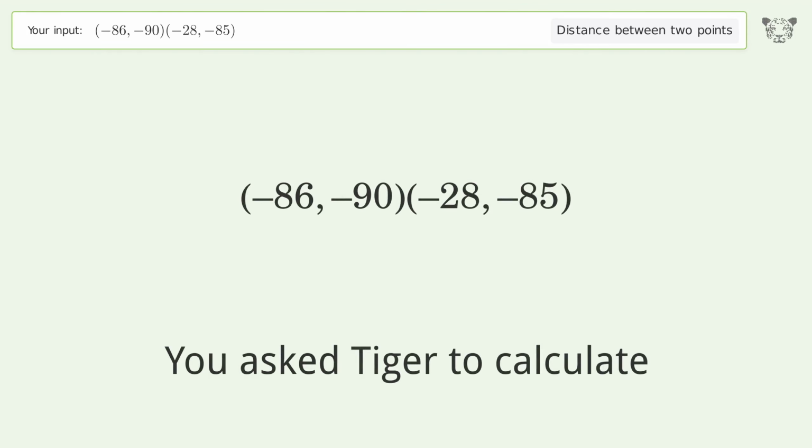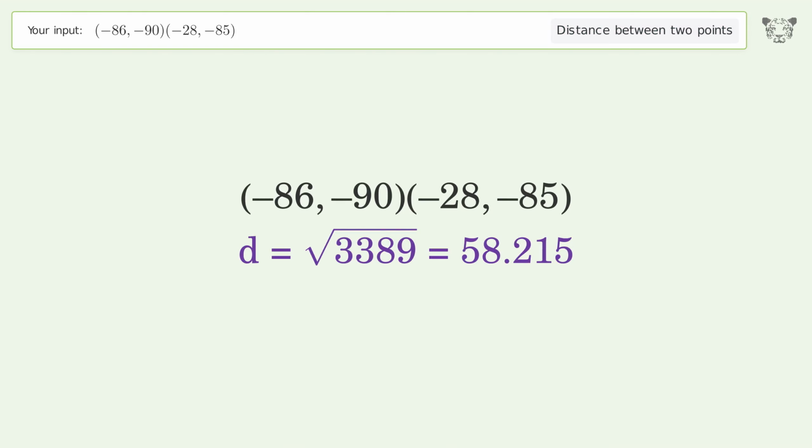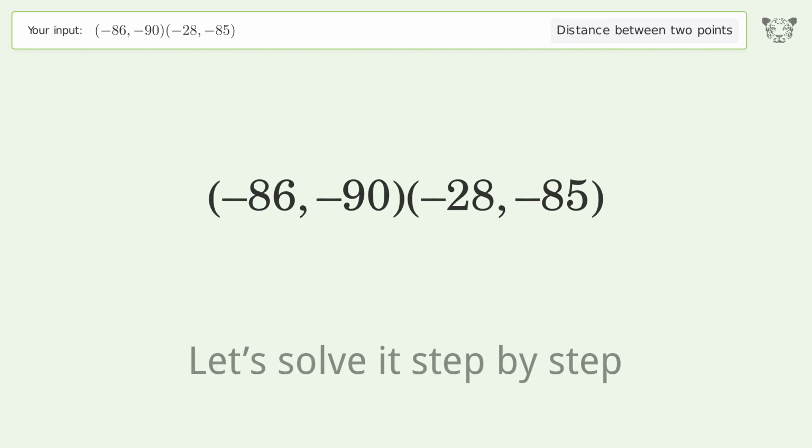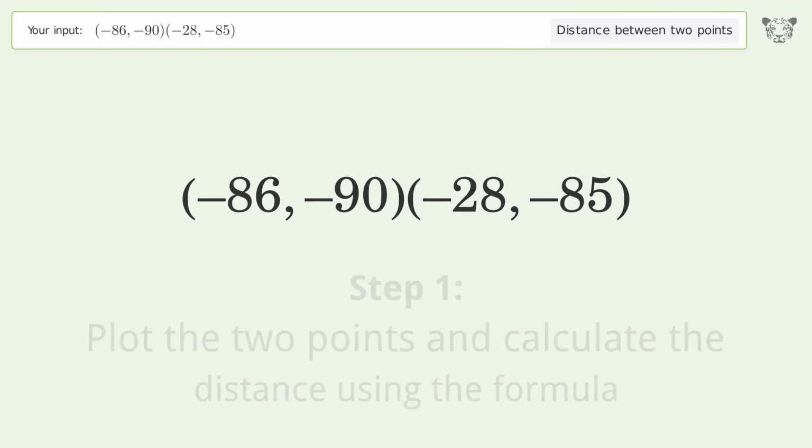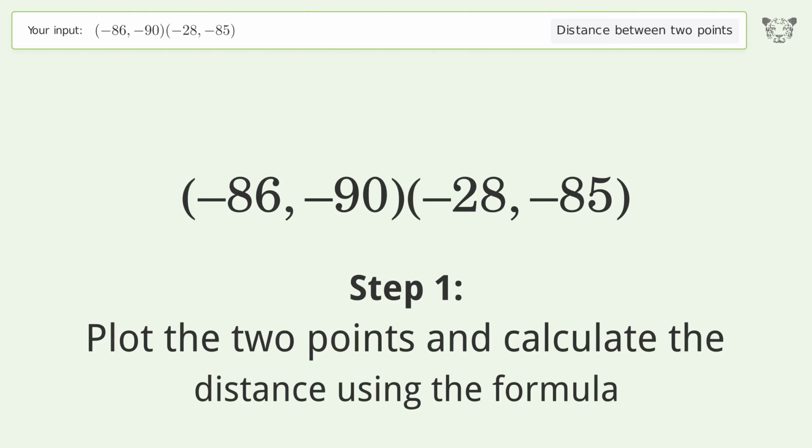You ask Tiger to calculate. This deals with the distance between 2 points. The distance between the 2 points is the square root of 3,389, or 58.215. Let's solve it step by step. Plot the 2 points and calculate the distance using the formula.